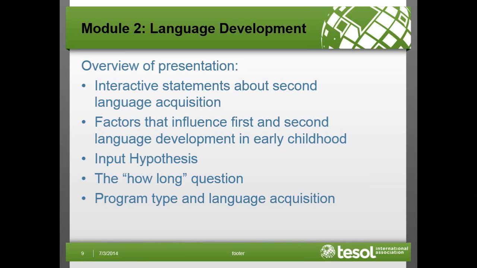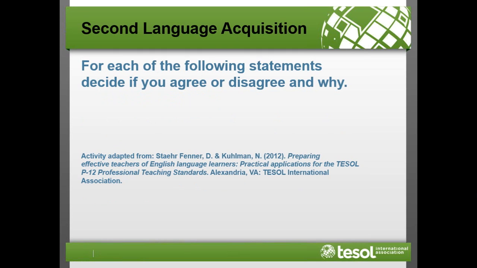How long does it really take English learners to acquire enough academic language to be able to be successful in an academic environment? And that's often a topic of hot debate. And finally, we'll look at program types related to providing English language instruction and see how they impact language acquisition for students who are learning English as an additional language.